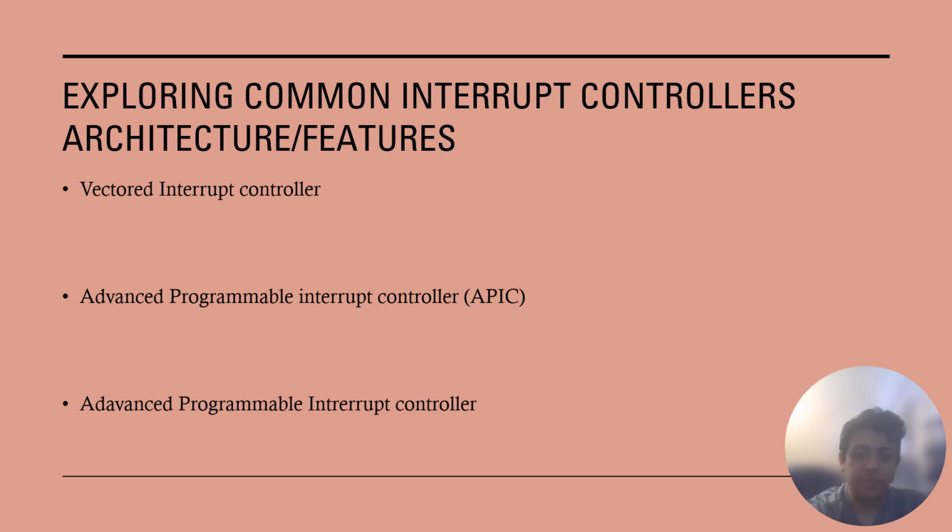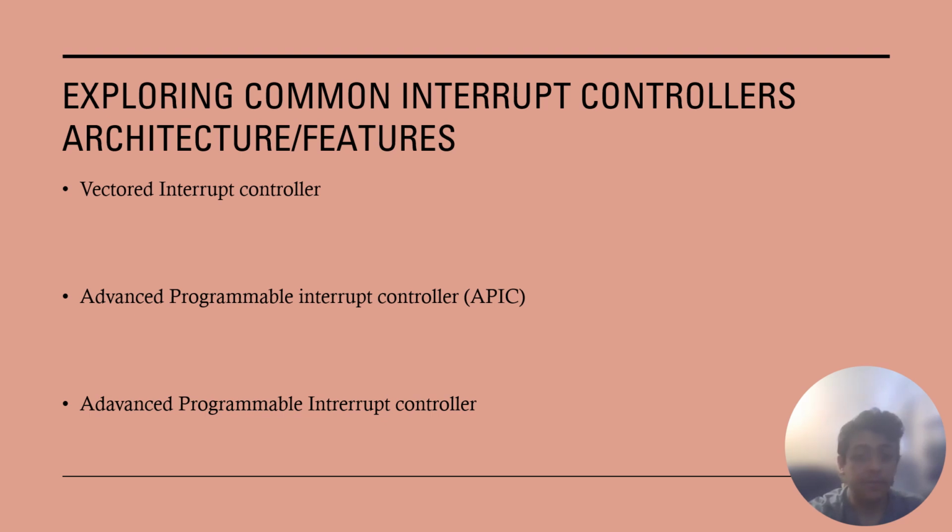So our next topic will be exploring the common interrupt controllers, their architecture, and features. Interrupt controller architectures include various features that enhance system efficiency, responsiveness, and scalability. These features ensure that interrupts are handled correctly, prioritized, and routed to the appropriate processor when necessary. Some points to consider are priority-based interrupt handling. This will assign different priority levels to interrupts, ensuring that critical tasks are executed first.